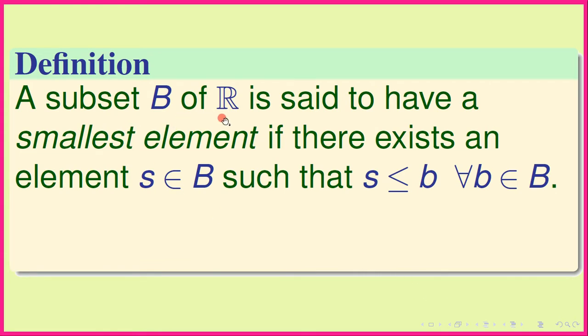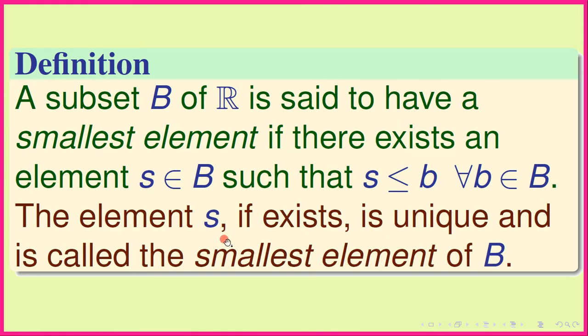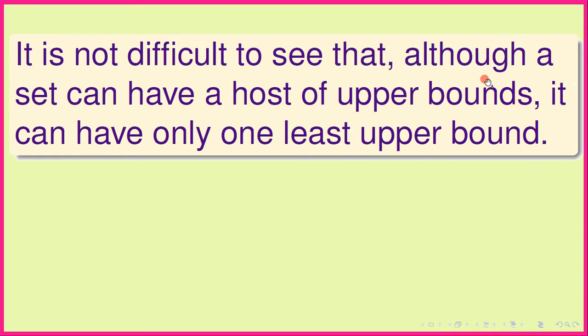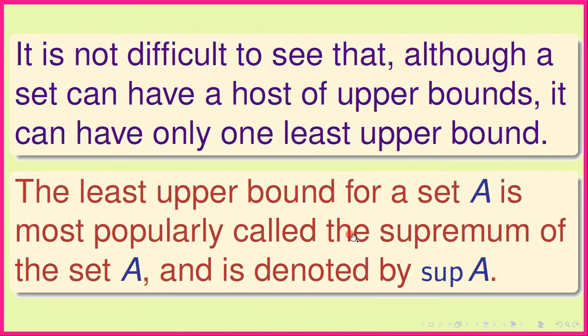A subset B of R is said to have a smallest element if there exists an element s in B such that s is less than or equal to every element of B. The element s, if it exists, is unique and is called the smallest element of B. That means a set can have at most one smallest element. It is not difficult to see that although a set can have a host of upper bounds, it can have only one least upper bound. The least upper bound for a set A is most popularly called the supremum of the set A and is denoted by sup A.